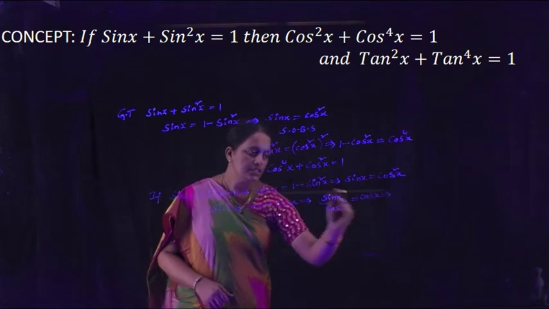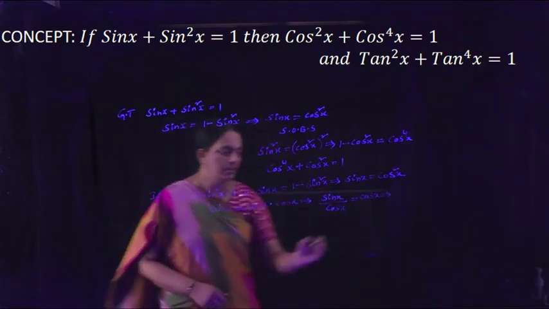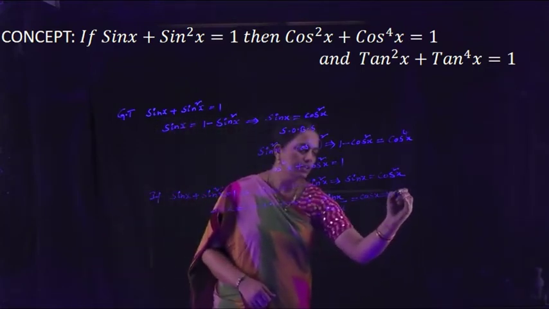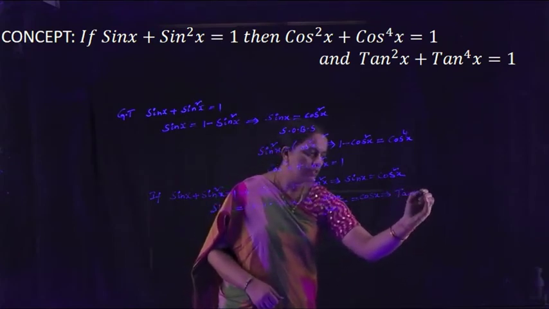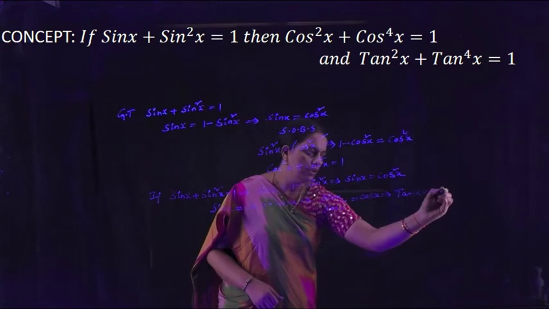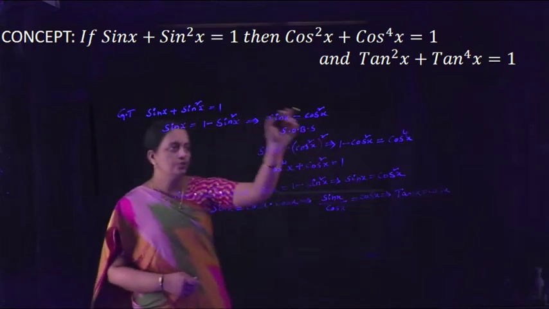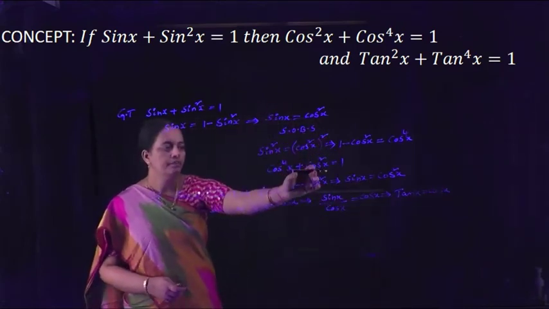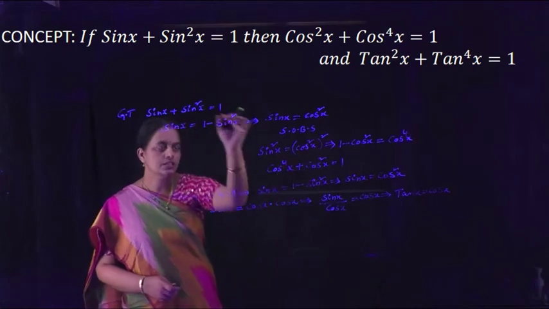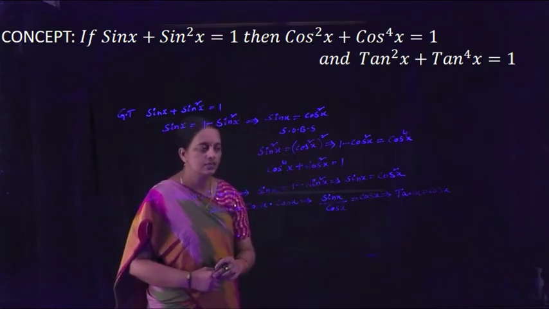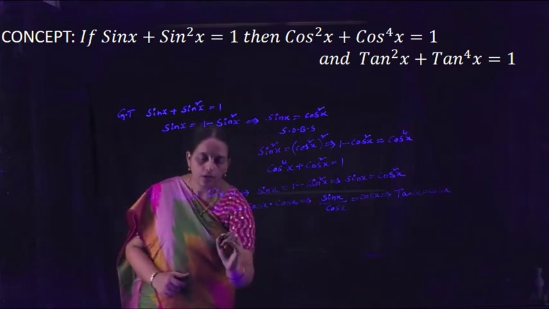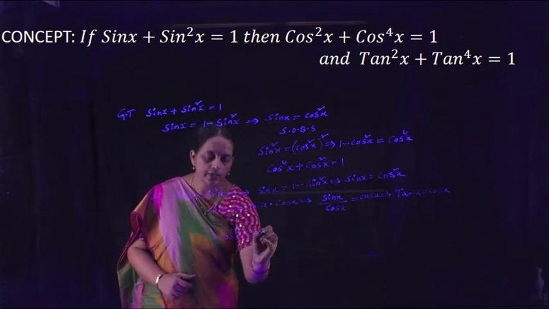That means sin x by cos x means tan x. Tan x is equal to 1/cos x. Substitute in the above formula. That is, if sin x plus sin square x is equal to 1, then cos power 4x plus cos square x is equal to 1.